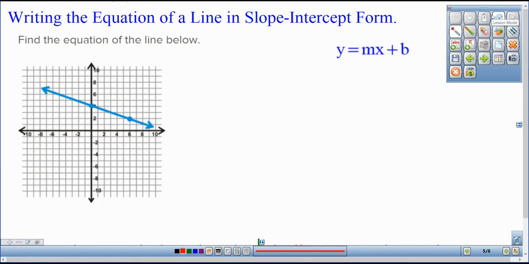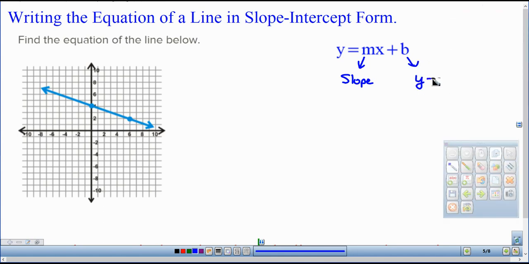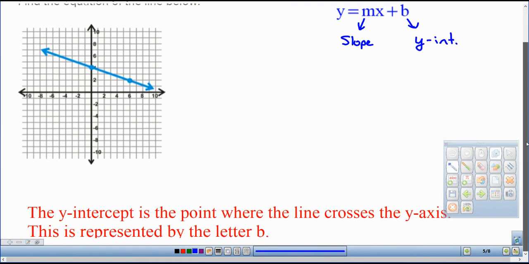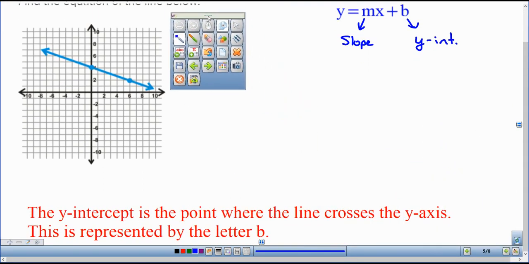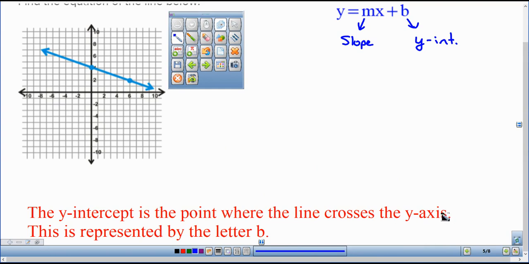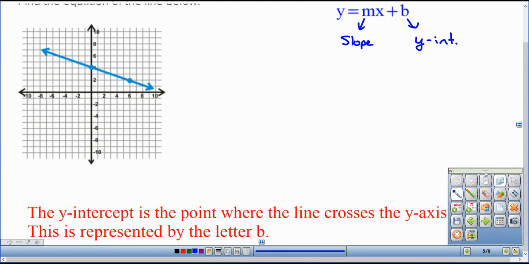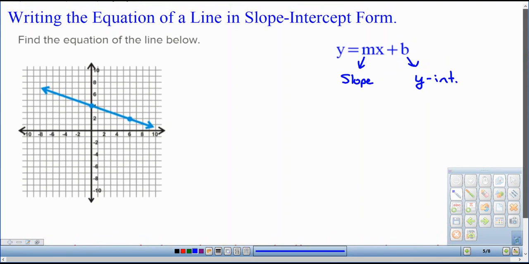So let's take this and apply it to something called slope-intercept form. y = mx + b, where m is your slope and b is what we call the y-intercept. The y-intercept is defined here as the point where the line crosses the y-axis, and it is represented by the letter b. I don't know why it's represented by the letter b, but it is. And it's the y-intercept, not an x-intercept, which is a different thing. But for slope-intercept form, it is the y-intercept.